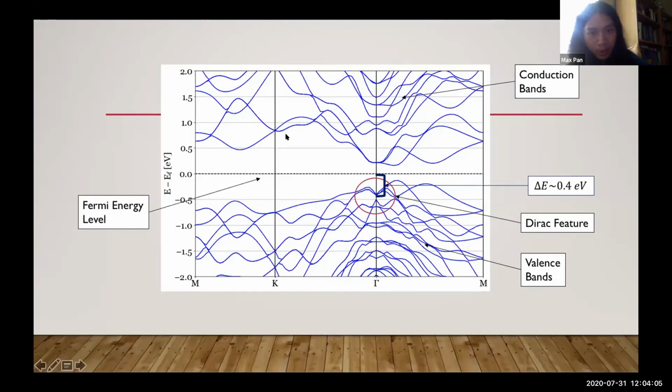So here is a band structure that I have calculated. As you can see in the red circled region, there is a Dirac feature as mentioned before. However, instead of being centered at the Fermi energy level, it is centered 0.4 electron volts below the Fermi energy, which indicates that the Dirac point of the surface band structure might be 0.4 electron volts below the Fermi energy level, which most likely makes it unsuitable for the observation of surface transport.